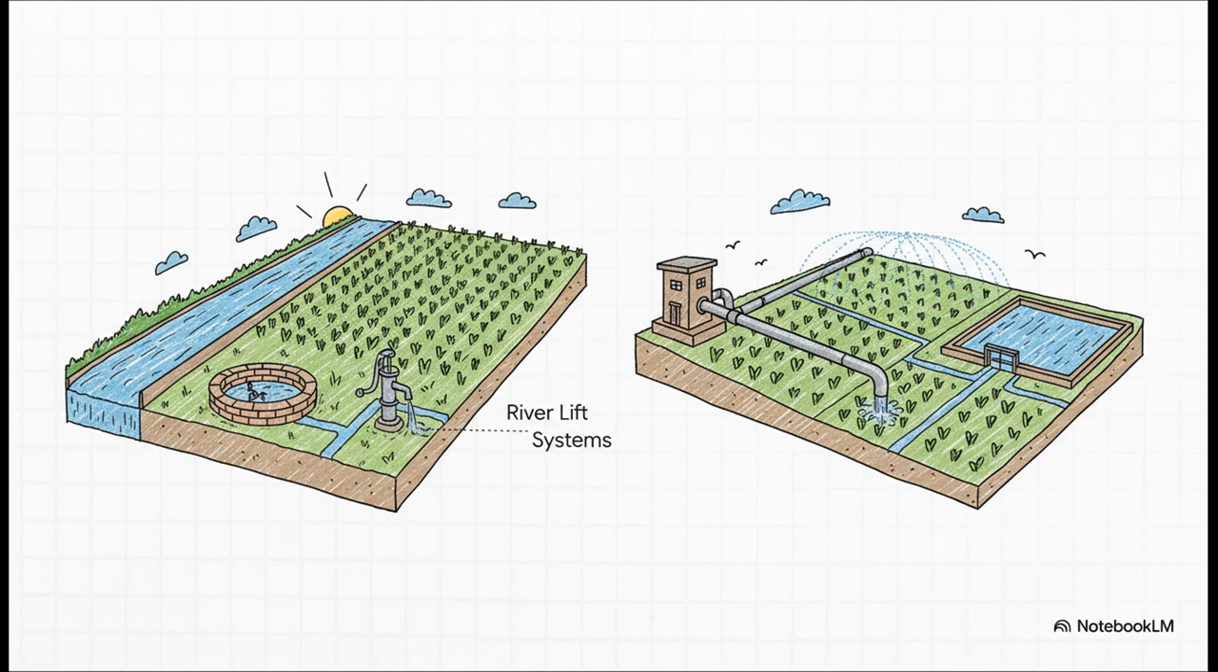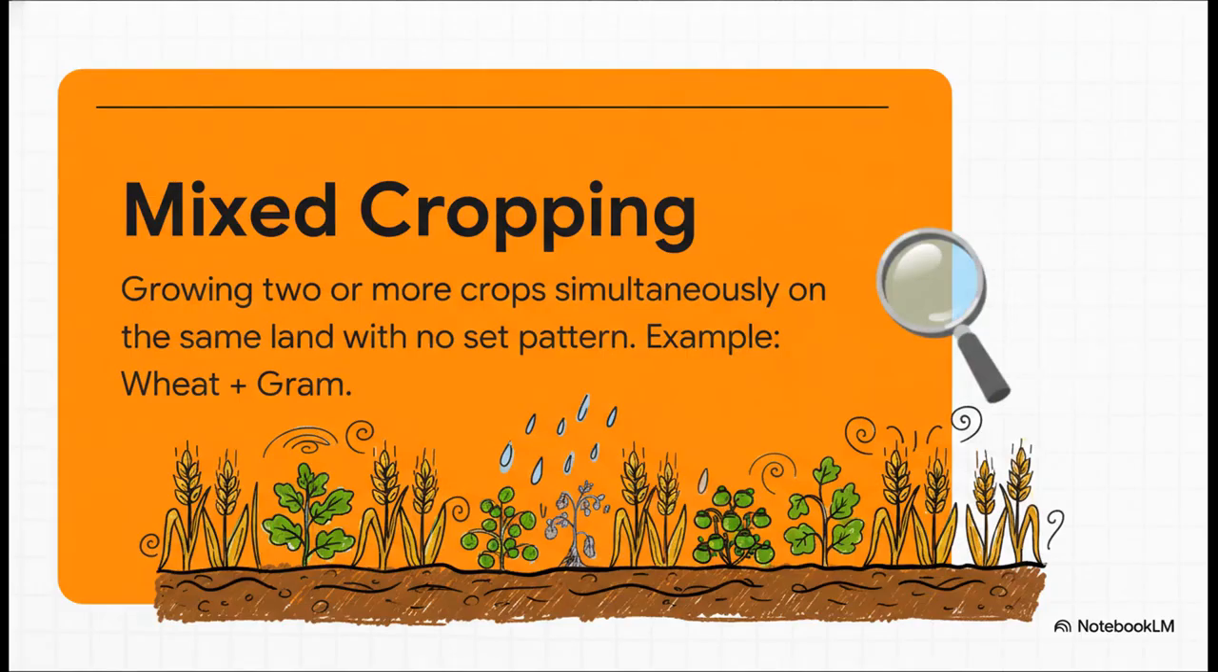What's the next most important thing for a plant after nutrients? Water, of course. We cannot always depend on rainfall, so we need irrigation systems to supply water to our farms. In India, we use many different systems, like wells, which can be dug wells or tube wells, canals, river lift systems, and tanks. Now, farmers use some very clever cropping patterns.